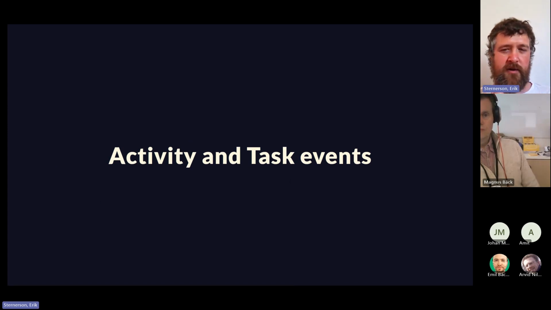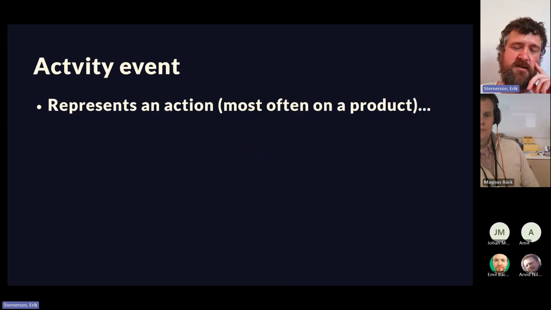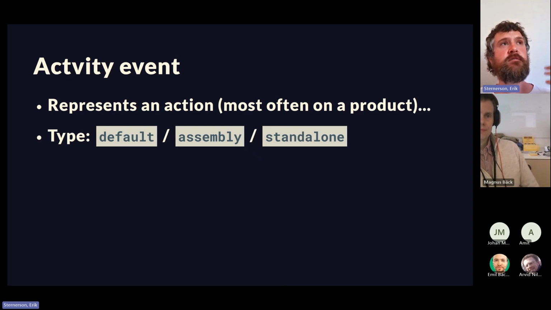Then the other two event categories, they are tightly coupled, so I will present them together. First, the activity event represents an action, most often on a product, but not always. We actually have 3 types of activities. One is the default type, which uses exactly one product. So this would be, for instance, running a test case on a baseline, or downloading some artifact somewhere.